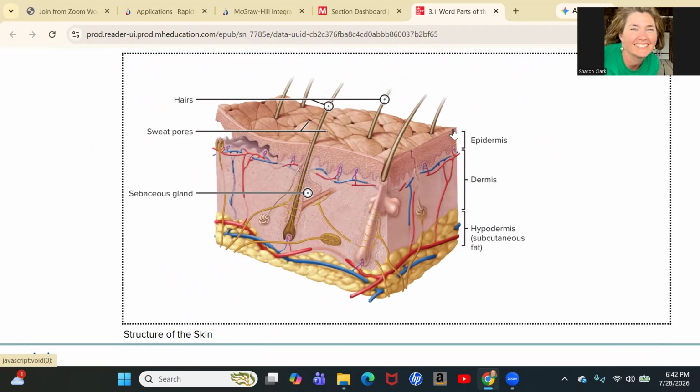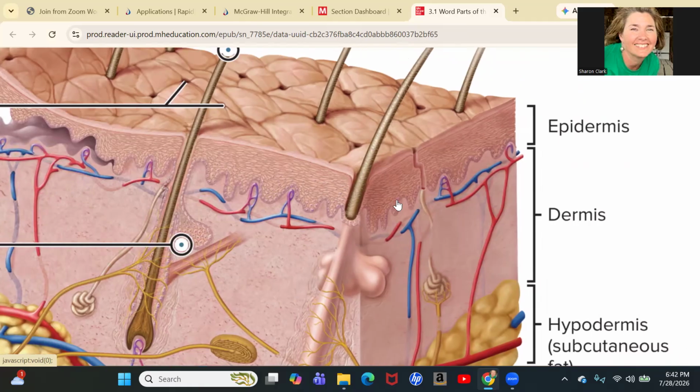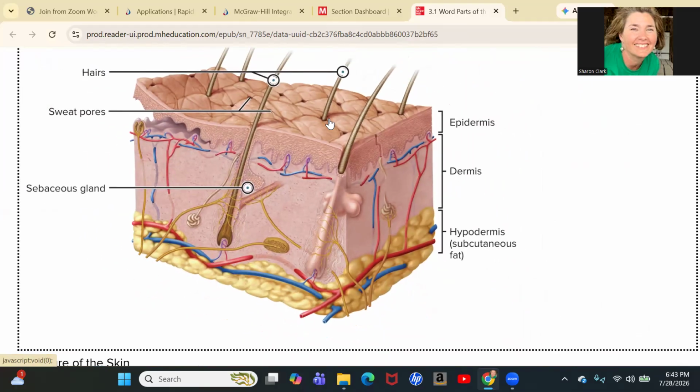It is this layer right here, the layer that we see. We're not going to get too involved in the specific strata of the epidermis, but you see here how you have multiple layers upon layers of flat, dead, dried skin cells that are constantly sloughing off. And that is your epidermis.